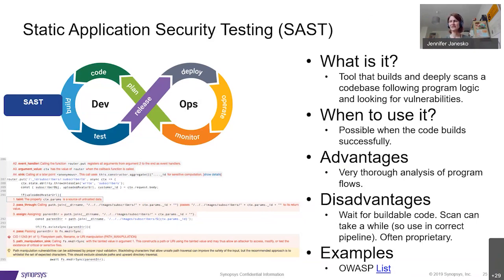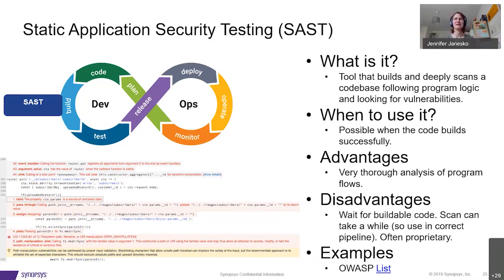The disadvantage is that you have to wait for buildable code, and it can take a while. So if you're used to something running in a pipeline and you get impatient when it's running for more than 6 minutes, then maybe put SAST in a different pipeline. Maybe do it in a separate security pipeline, and don't break your build if it times out.